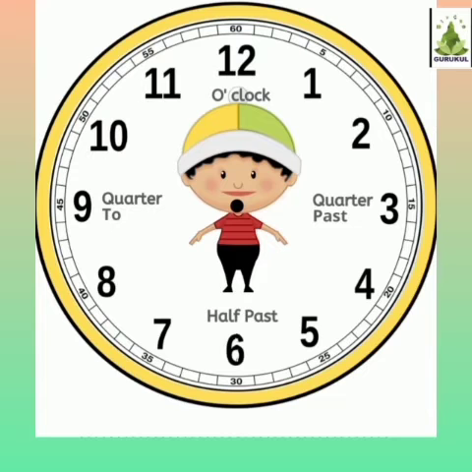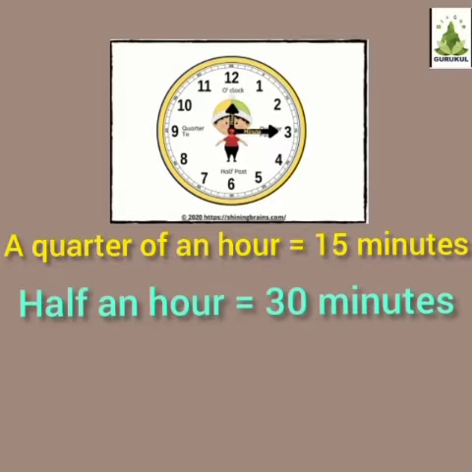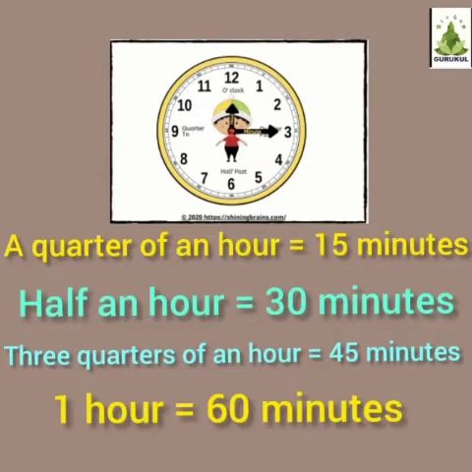Let's read the time using the terms a quarter, half past, a quarter to. Before beginning, remember the following points. A quarter of an hour is equal to 15 minutes. Half an hour is equal to 30 minutes. 3/4 of an hour is equal to 45 minutes. 1 hour is equal to 60 minutes.